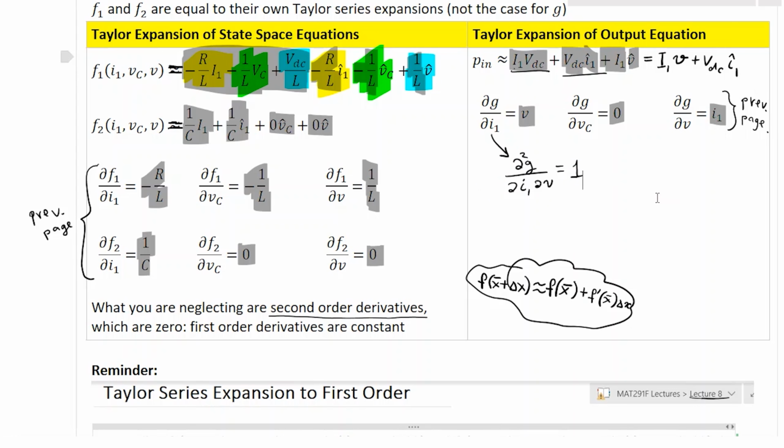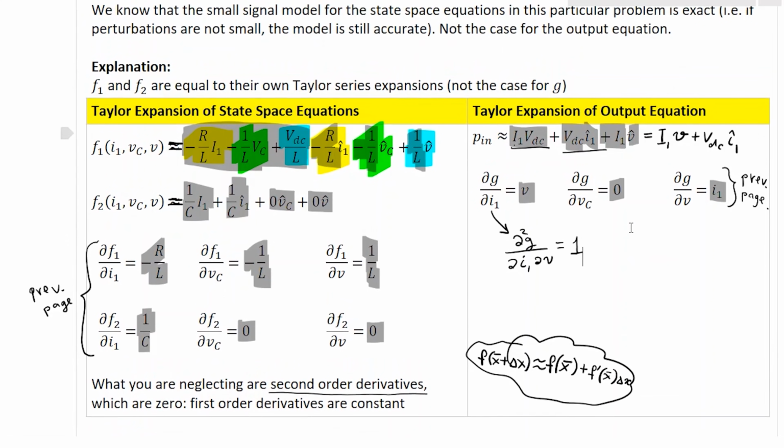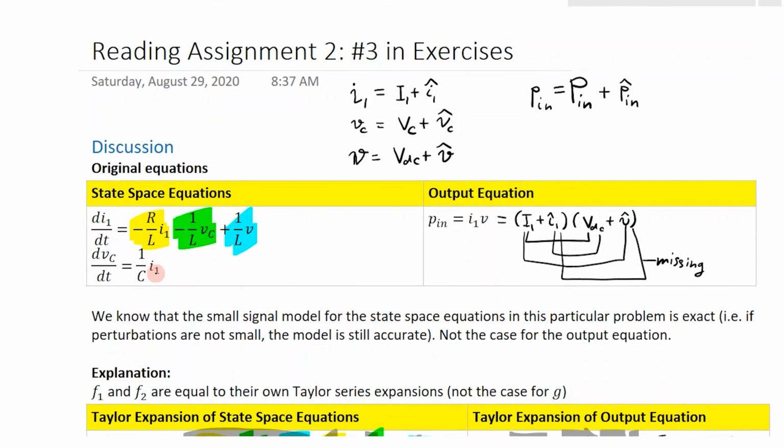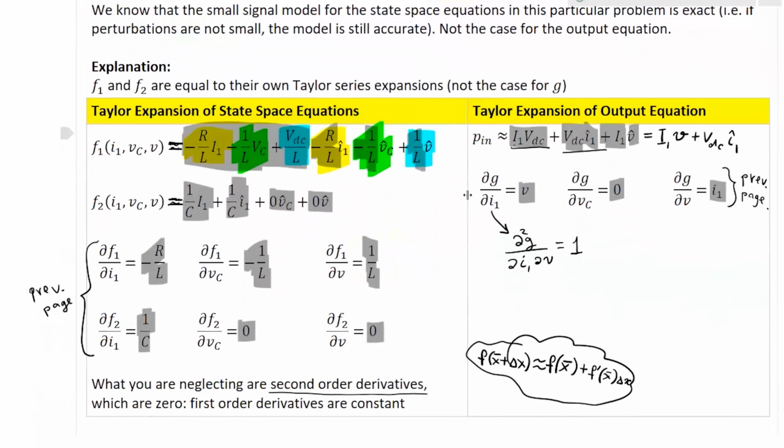Also, another way to explain why this is happening is because here the original equations are not involving any products between state variables or any terms with squares, but then here we have a state variable multiplied with the input. And this can basically be traced to why this derivative is doing this.